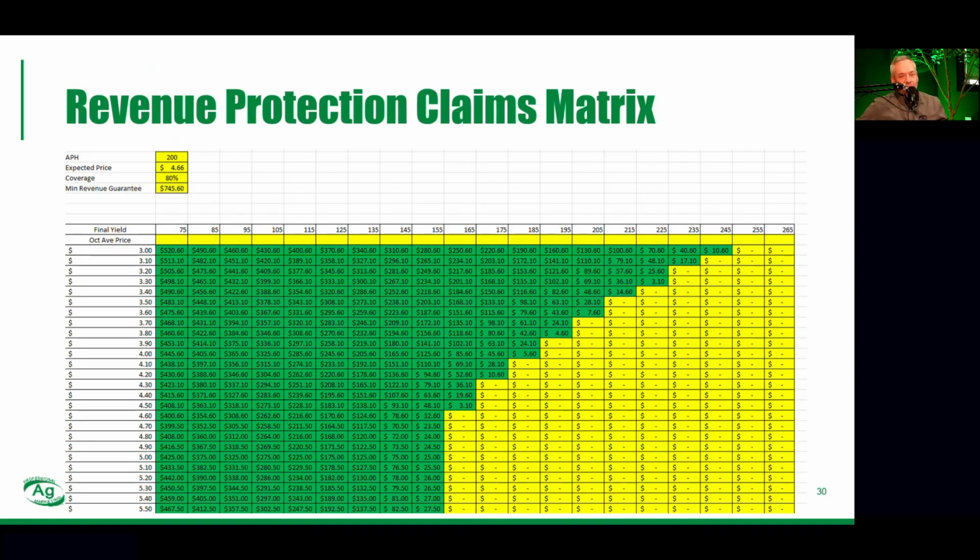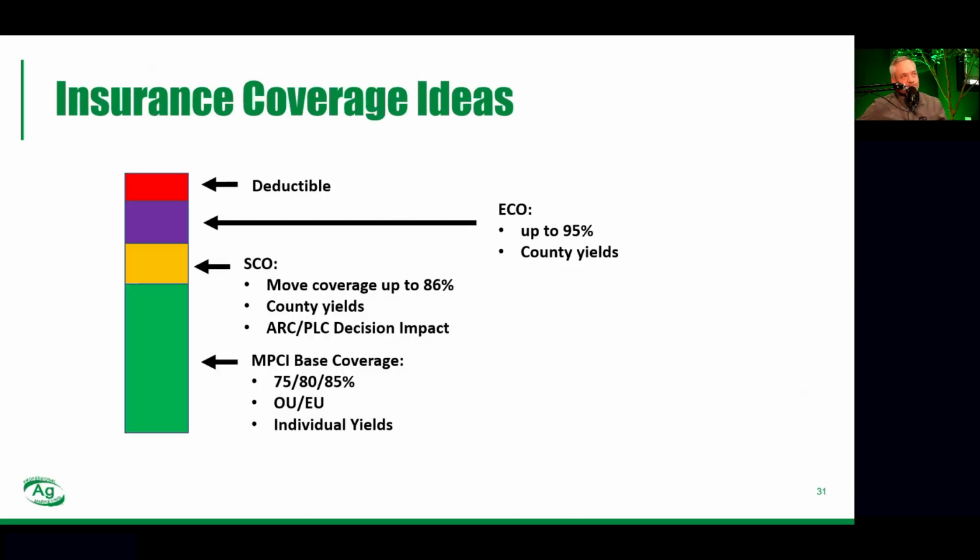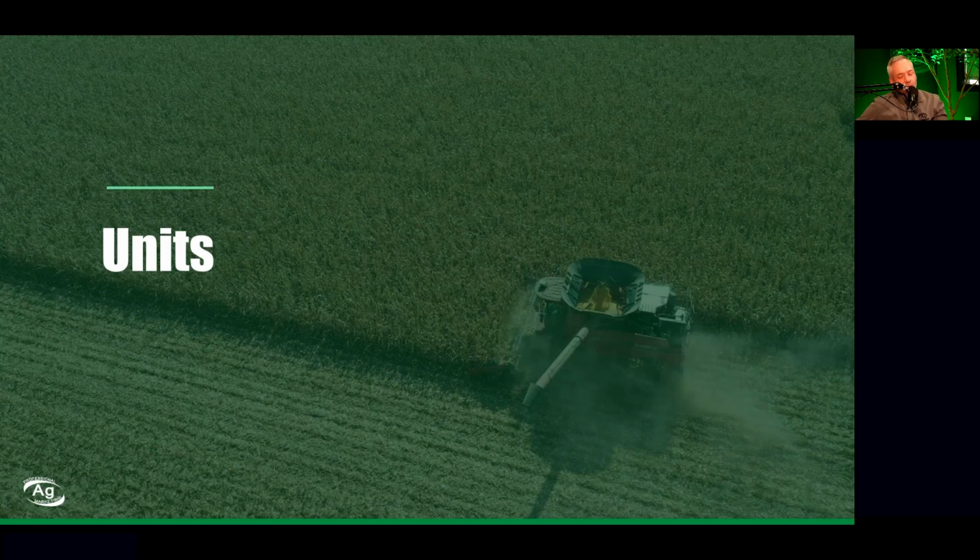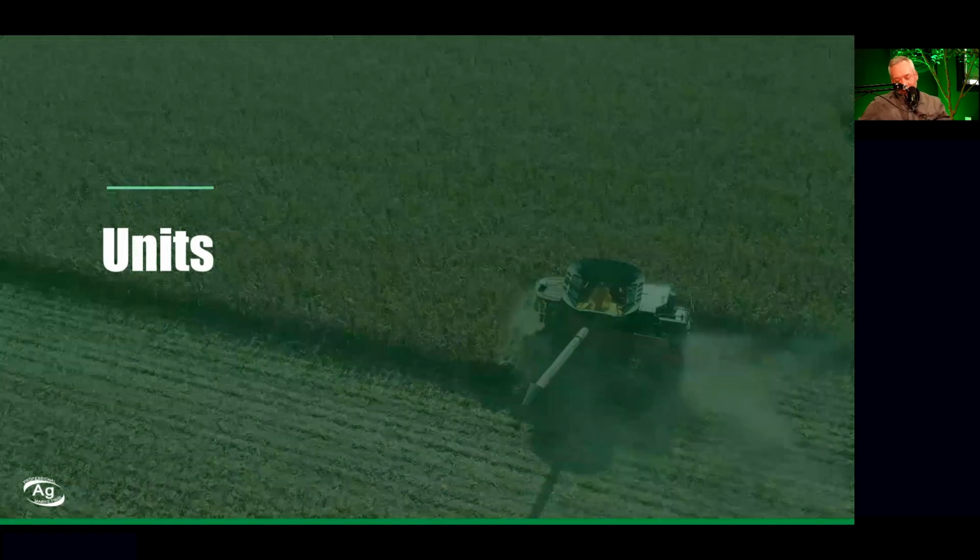If the price goes higher, it's going to mimic the yield protection plan because I'm going to reset the guarantee at that harvest price. So I'm going to need to have a loss of bushels in order to have a claim if the price is higher. Okay. All right. Those are products.